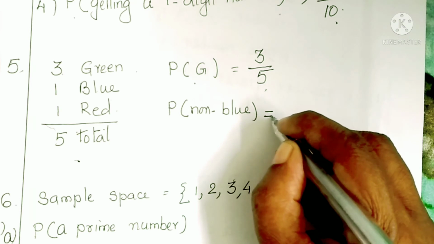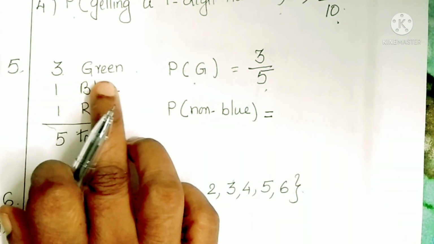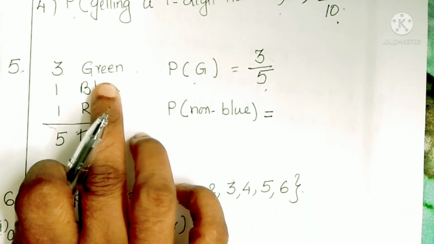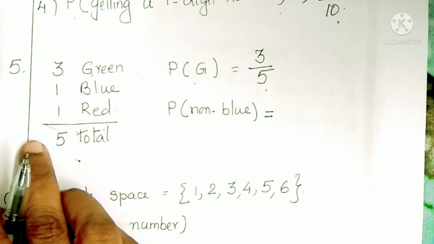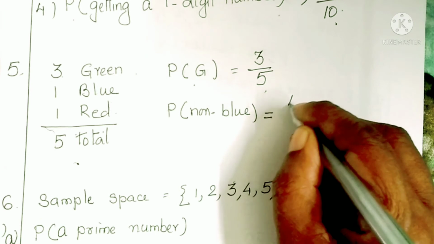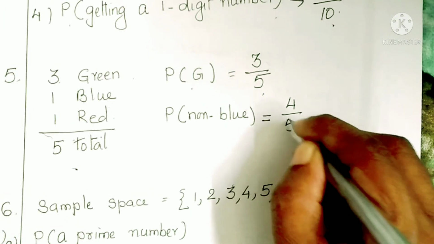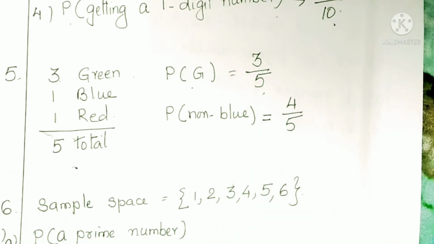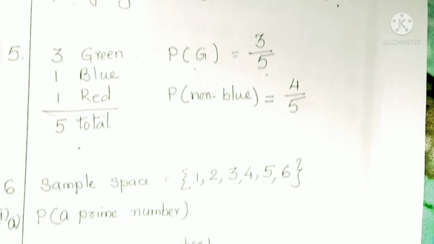And a non-blue color. How many blue are there? 1 is blue. So how many are non-blue? Non-blue colors, 3 plus 1, 4. 4 upon 5. What is the probability of getting a non-blue color? The probability of getting a blue color is 1 upon 5, and that of a non-blue color is 4 upon 5.